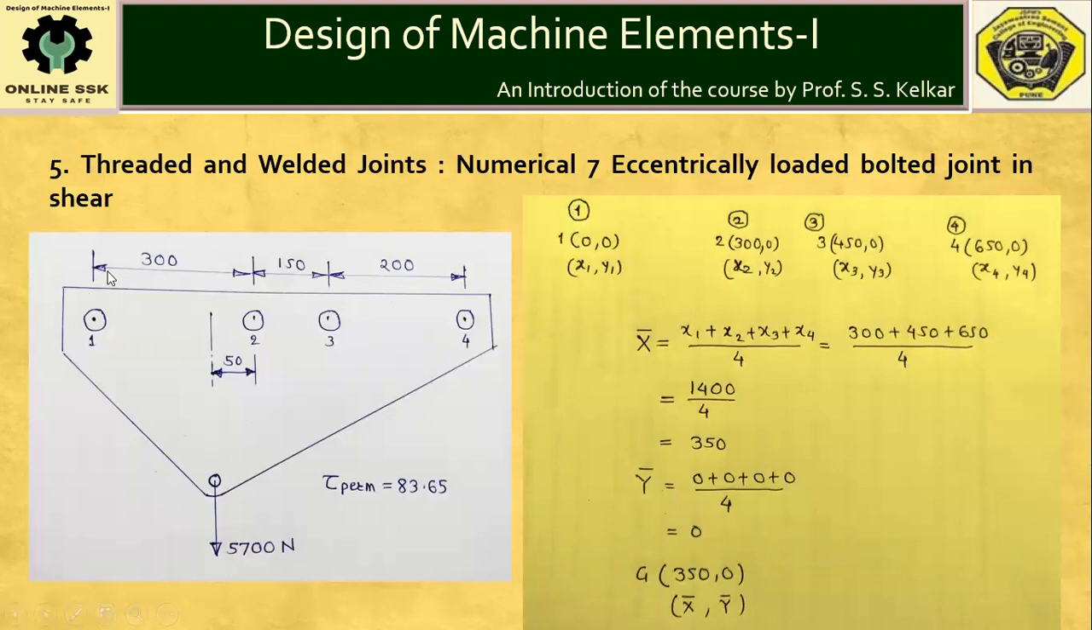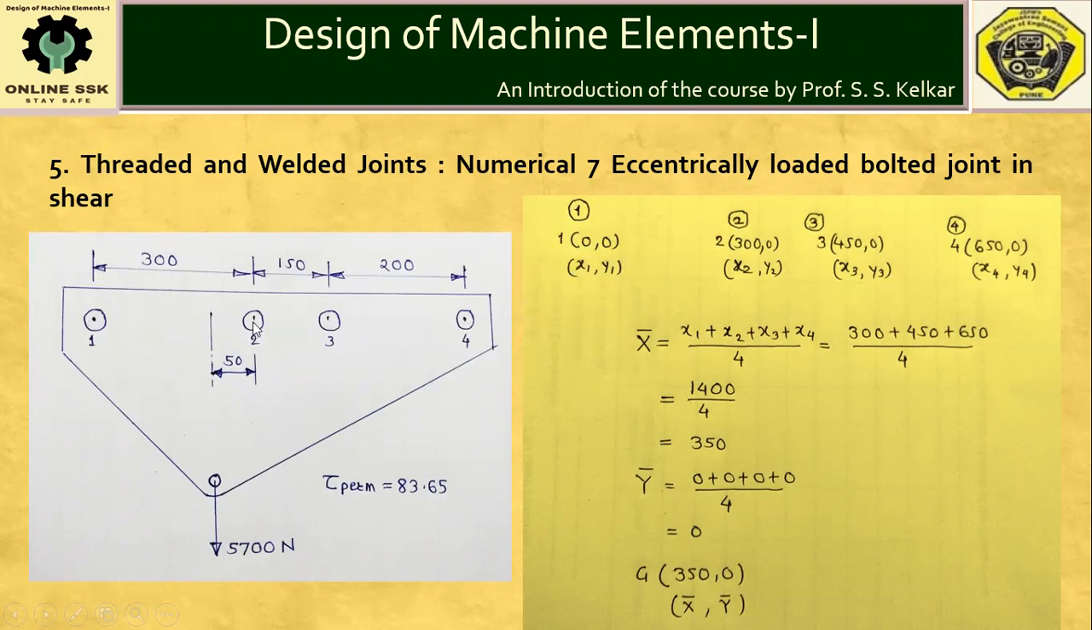So the Cartesian coordinate system will have an x axis and a y axis. Now considering the center of bolt number 1 as the origin (0, 0), we can find out the coordinates for bolt number 2, 3 and 4.